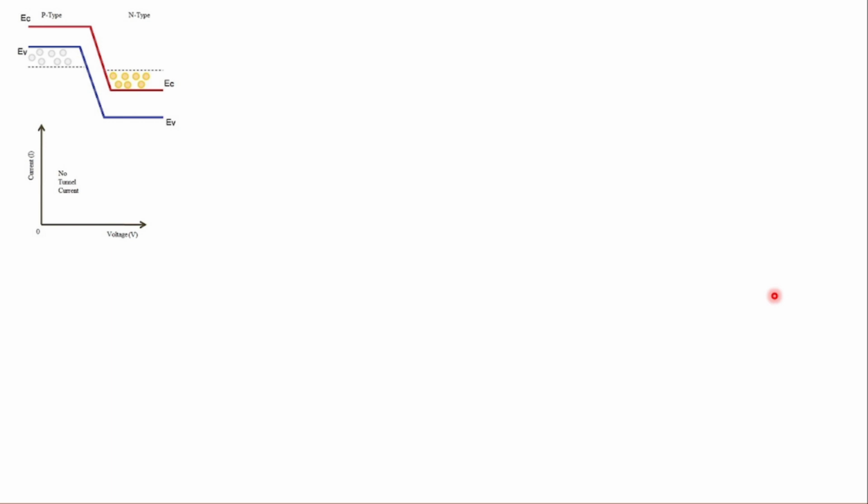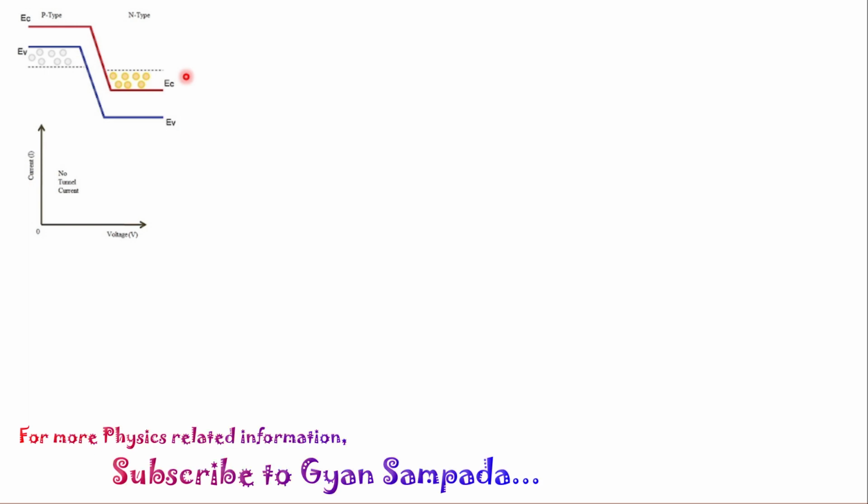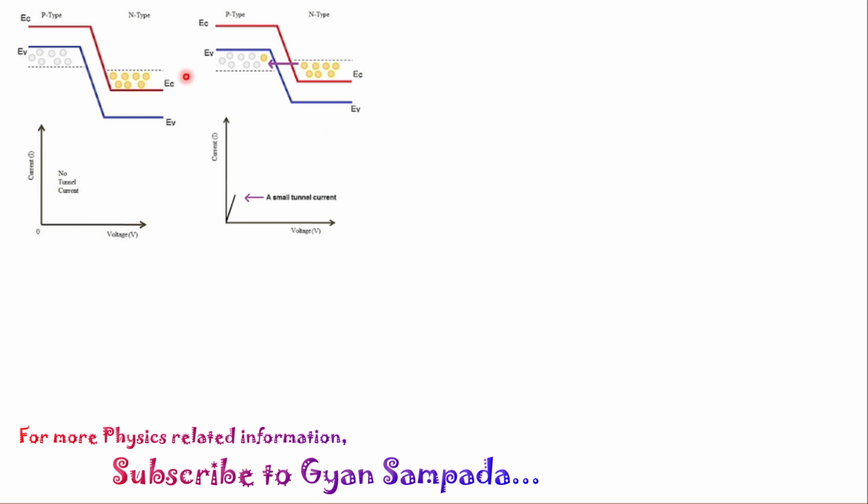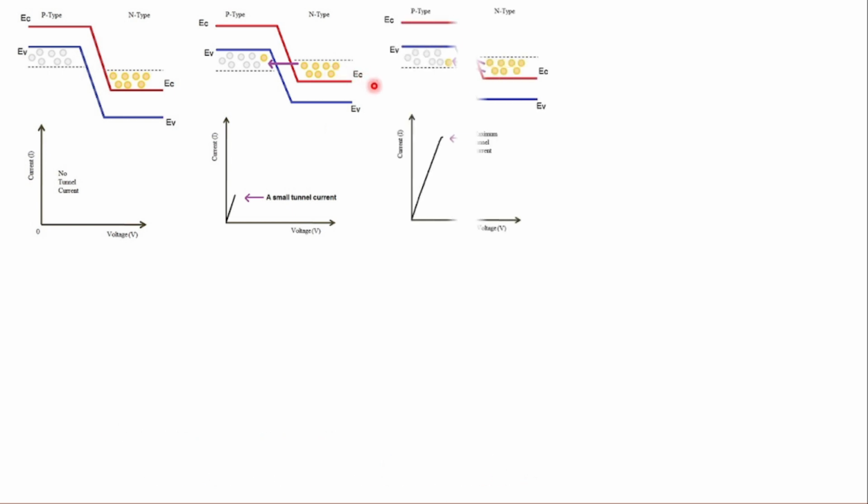And after this, let us glance once at all the biasing conditions. If it is unbiased condition, we can observe no empty states are possible, due to which no tunneling takes place. Next, let us say a small amount of forward biasing is done, due to which small tunneling current is observed, and even if it is increased further, then the bands are going to shift, due to which tunneling is going to become maximum, reaching its peak value.